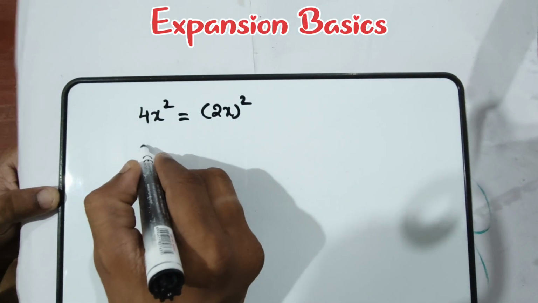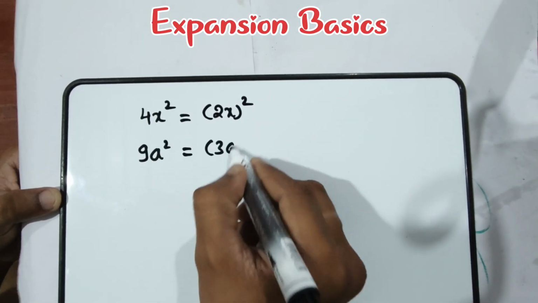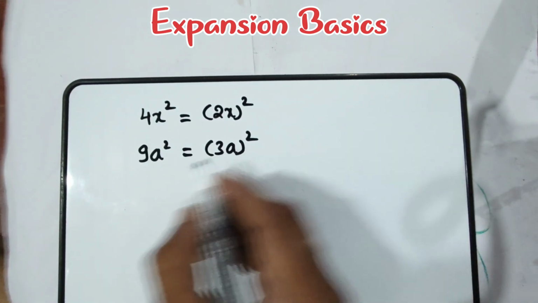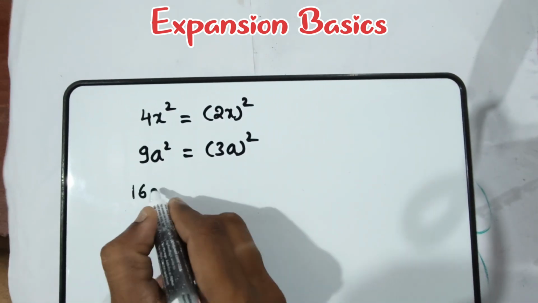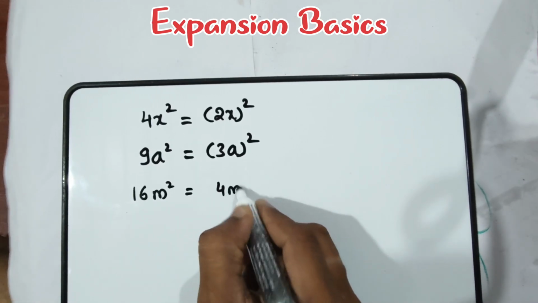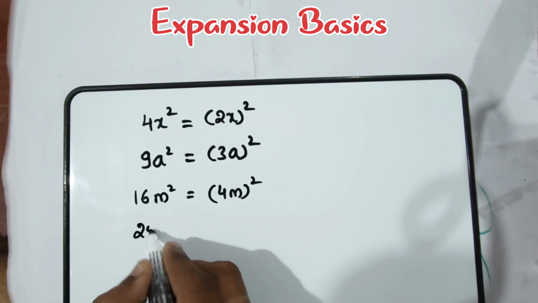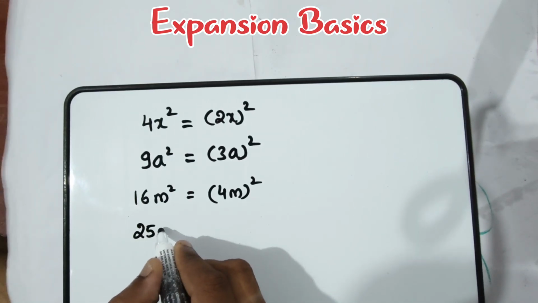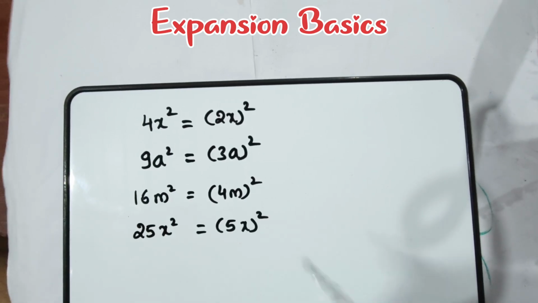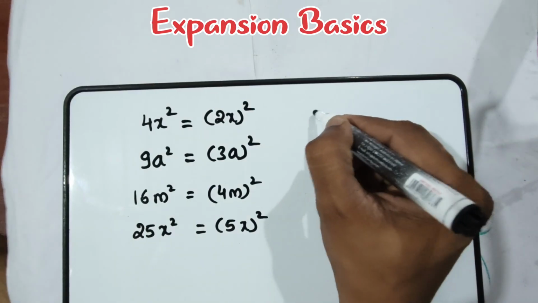Let us understand first: 4x square can be written as 2x bracket square. 9a square can be written as 3a whole square because 3 square is 9. 16m square can be written as 4m bracket square, 4 square is 16. 25x square can be written as 5x whole square. See, these are the other ways of writing the square numbers.